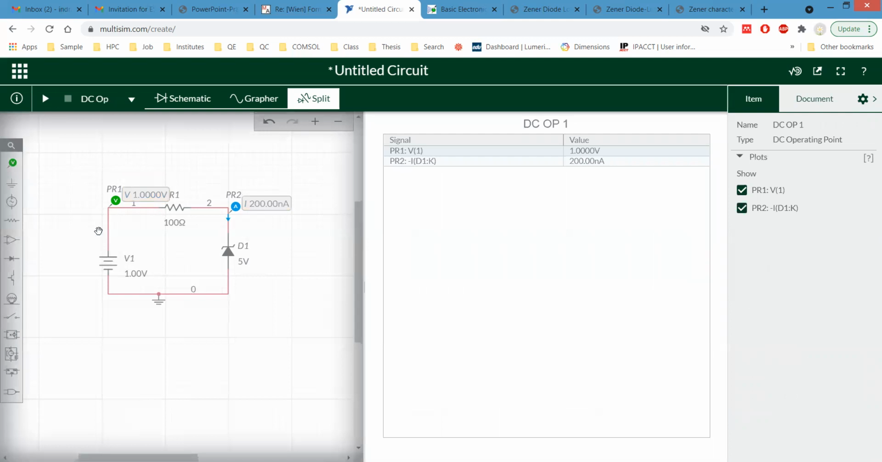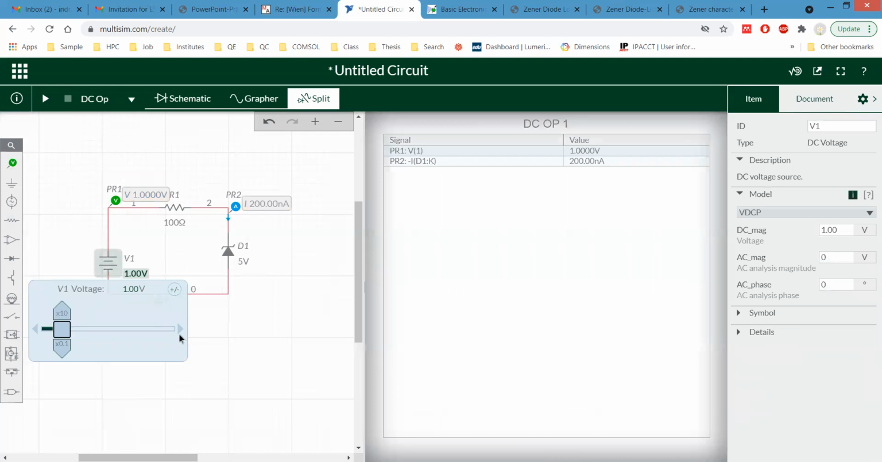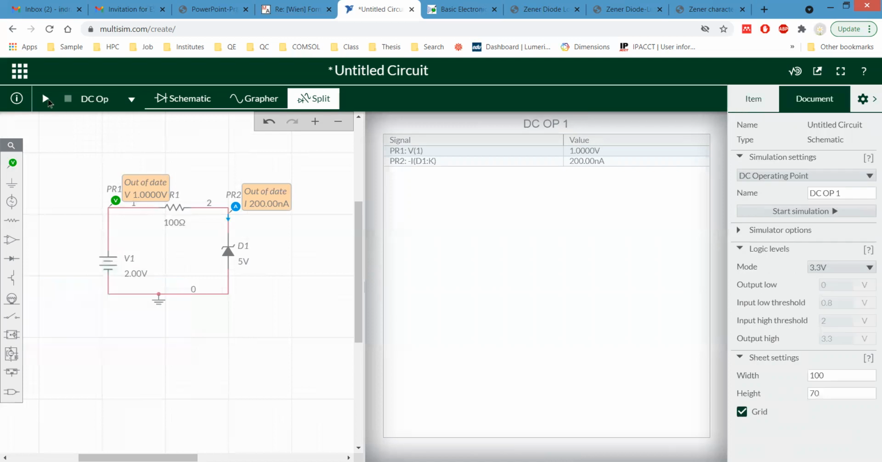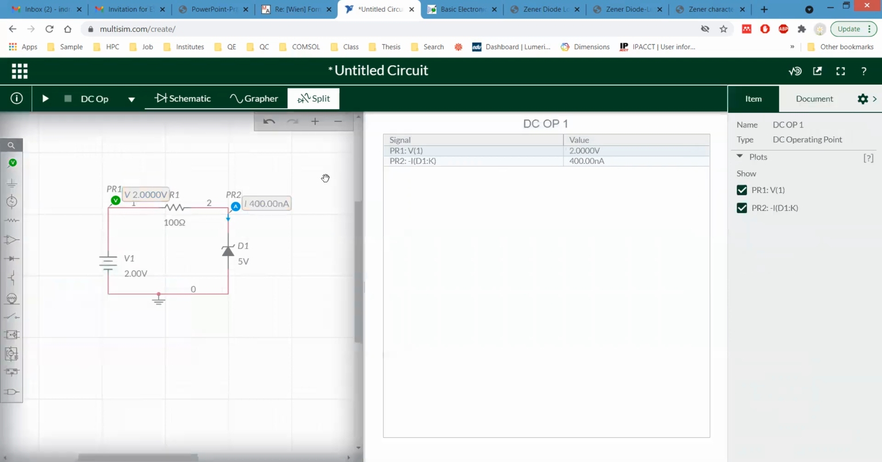Okay. DC output that we have applied, 1 volt, we have 200 nanoampere current. Okay, good. Now change it up to another 1 volt. Change it to 2 volt. Then simulate it. Okay, so we have 400 nanoampere.